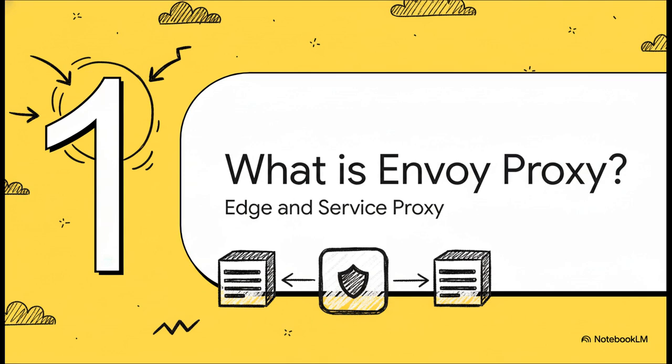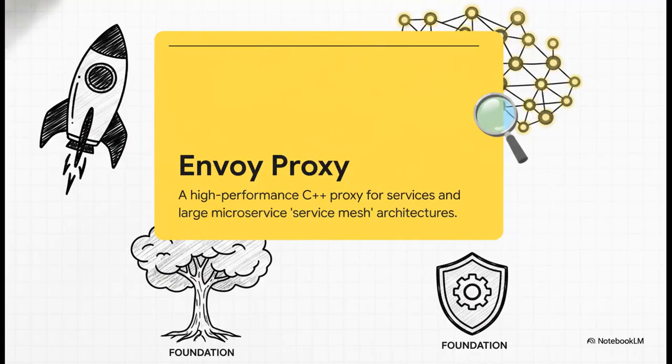What is Envoy Proxy really? At its core, Envoy is an incredibly high-performance proxy written in C++. Now, it was born at Lyft to solve their real-world, massive-scale traffic problems, but it's grown way beyond that. It's now a cornerstone project at the Cloud Native Computing Foundation. It's truly built for speed and for scale.